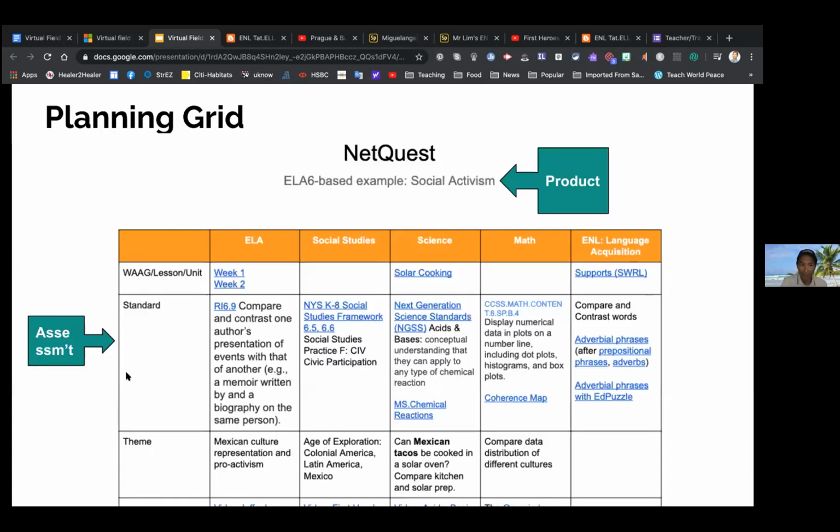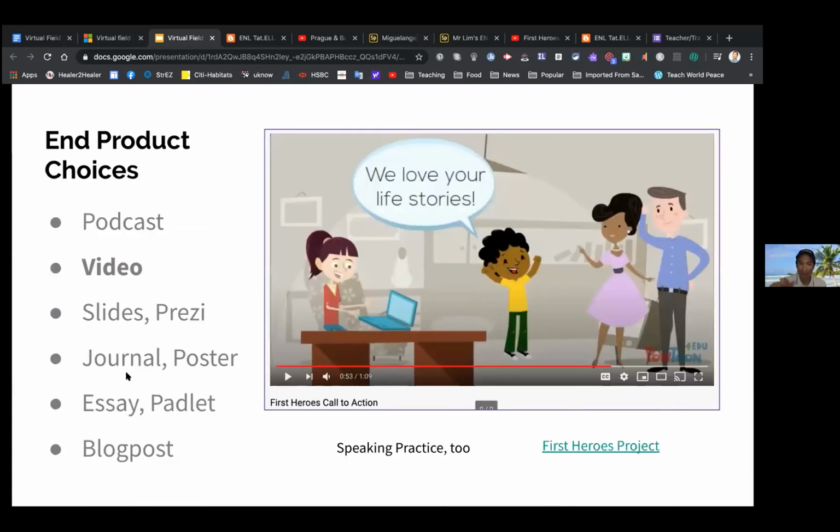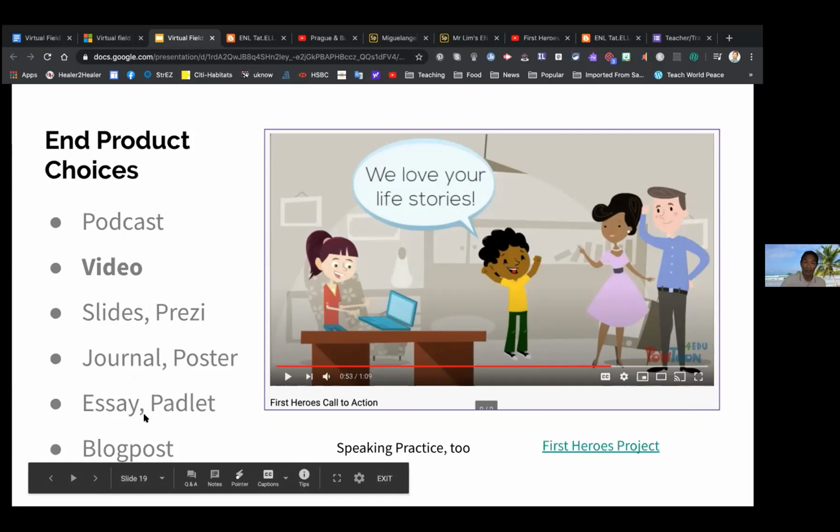The assessment has to do with the standard, of course. But before I get into that, I wanted to show you examples of products. So you can have them do a podcast, for example, or a video, a short video. You can have them do a slide presentation. You can turn those slides into videos. Presses are good. They can keep a journal. Also, if they're more into writing, they can create a poster. They can create an essay if they're really fond of essays. They can do a type of Padlet.